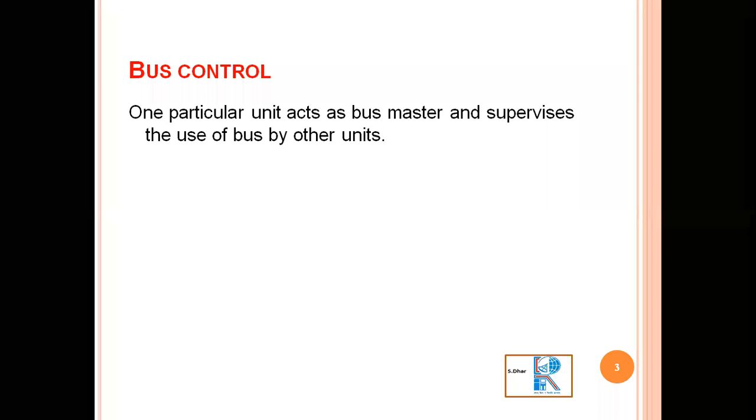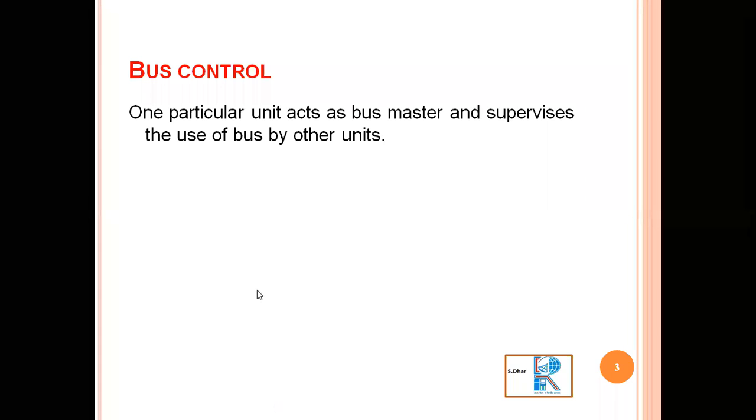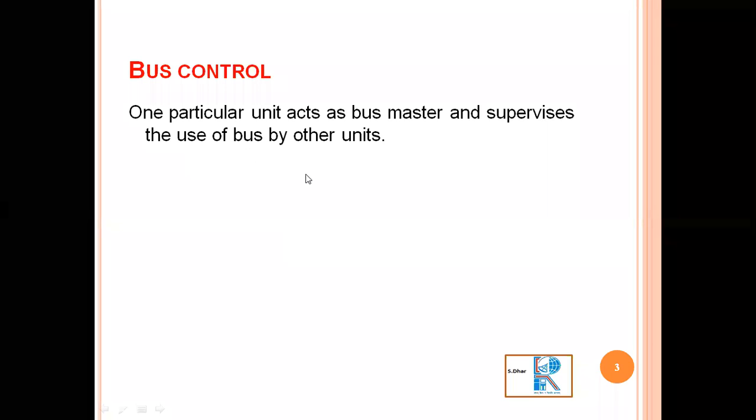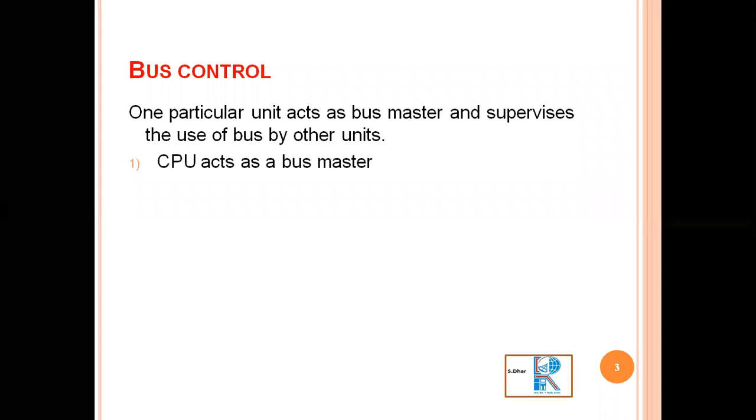When one component wants to connect with another component using a bus, there is a master and slave relation in the components. One particular unit acts as a bus master and supervises the use of the bus by the other units. These other units act as slaves.